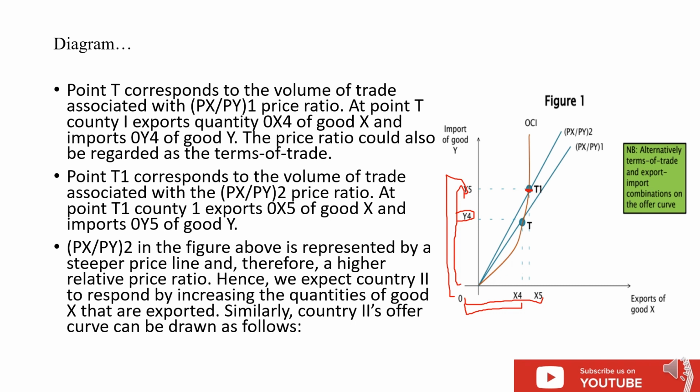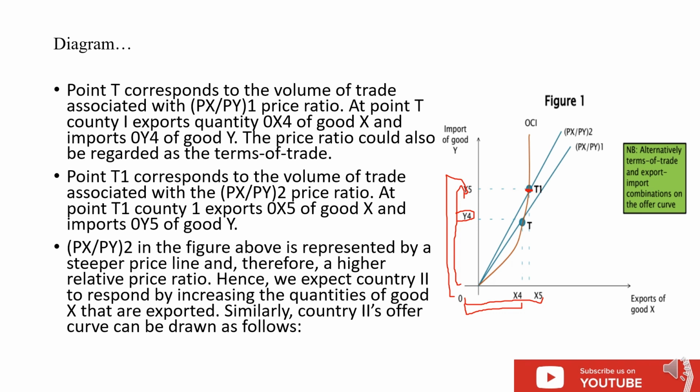So here Px by Py2 in the figure above is represented by a steeper price line and therefore a higher relative price rate. Hence, we expect country 2 to respond by increasing the quantity of good X that is exported. Or we can say the excess demand.